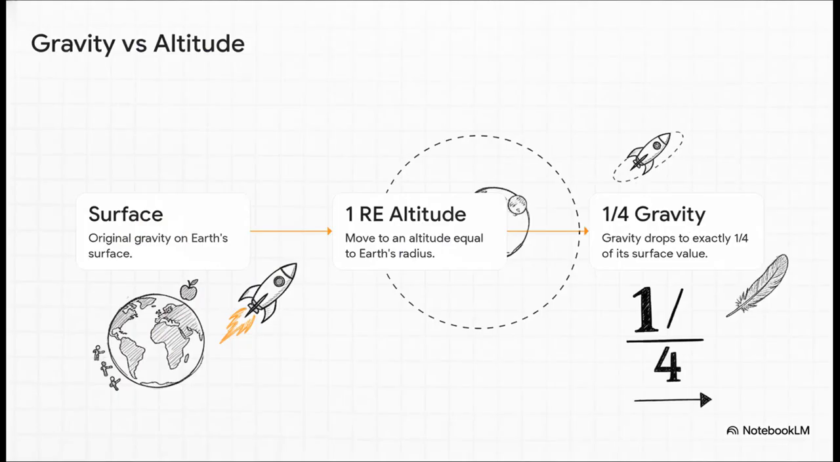Okay, so we just went down. Now let's go up. As we move away from Earth into higher altitude, gravity drops rapidly. Let's use our inverse square logic step by step. Step 1, you have your original surface gravity. Step 2, you fly up into space to an altitude exactly equal to 1 Earth radius. That means you are now twice as far from the center of the Earth as you were when you were standing on the surface.